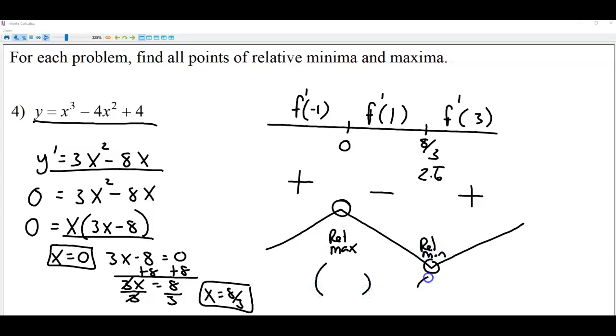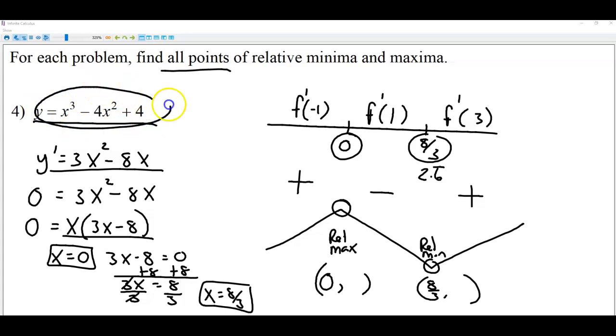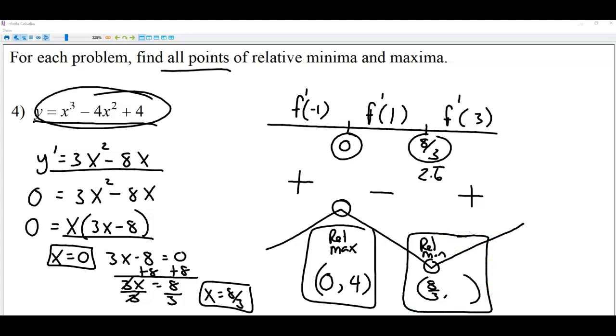It says find the points, which means they want the x and the y values. These are the x values. And to find the y values, you simply plug these into your original equation. If you were to plug 0 in there, you would get 4. So there's one of our answers. And I would use my calculator to plug 8/3 in up here to find the answer that goes with that.